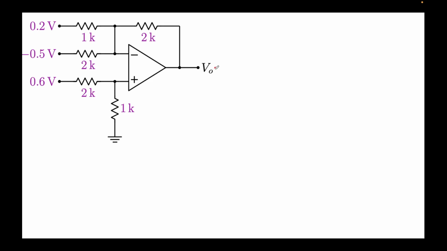So we are required simply to find what is V naught. Let's quickly now label the voltages. So let's call this voltage V plus and V minus. So as always, find V plus using potential divider.